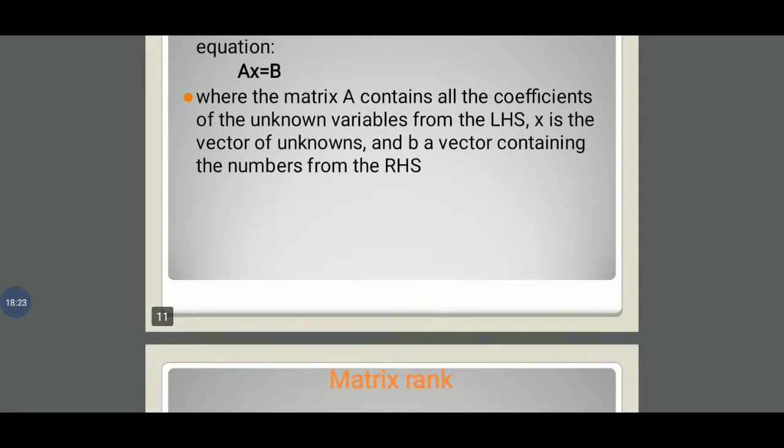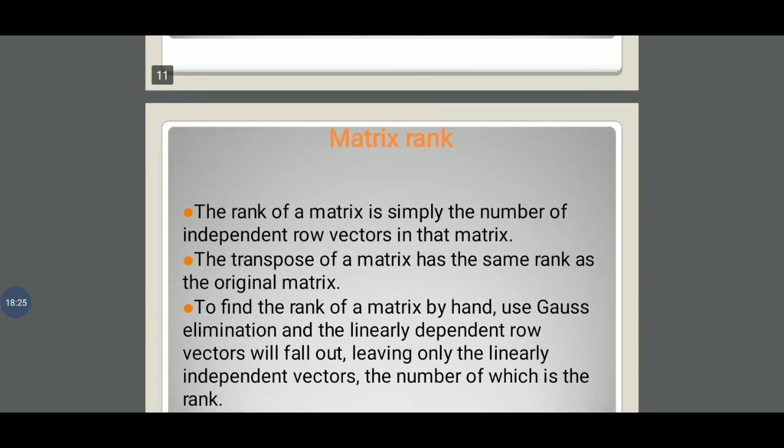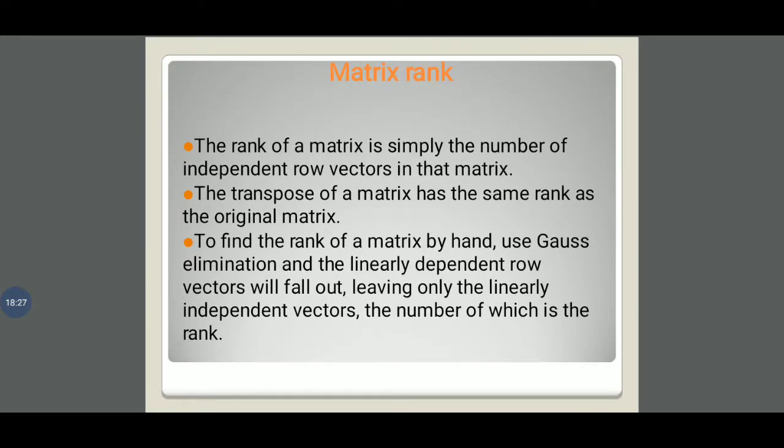Okay, now let's move further. Now try to define one new concept, that is the rank of a matrix. The rank of a matrix is simply the number of independent rows in that matrix. The transpose of a matrix has the same rank as the original matrix.